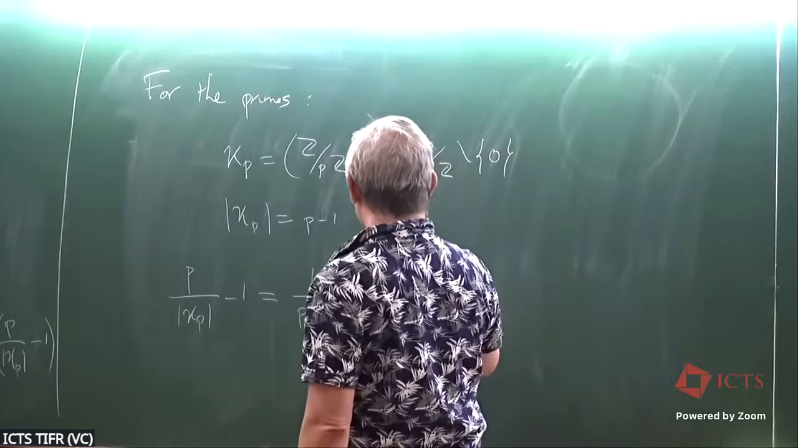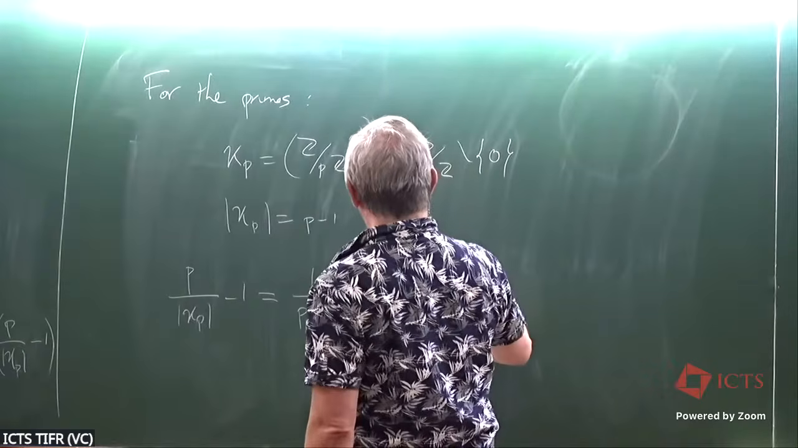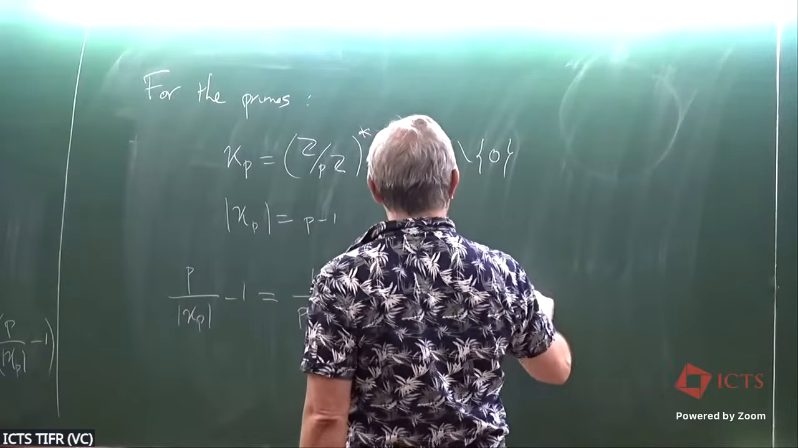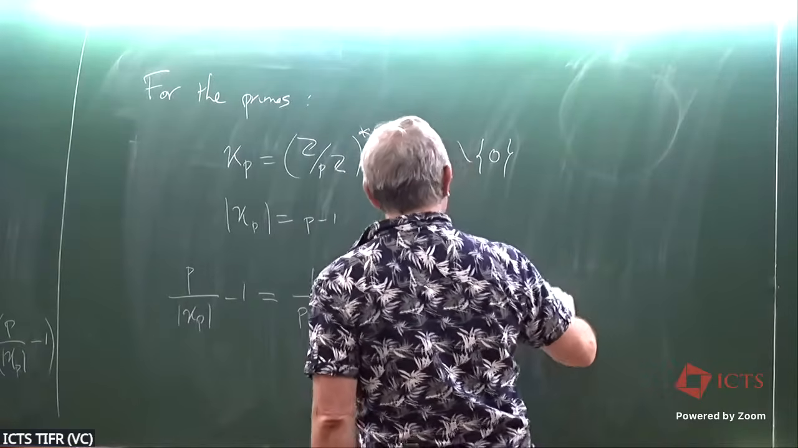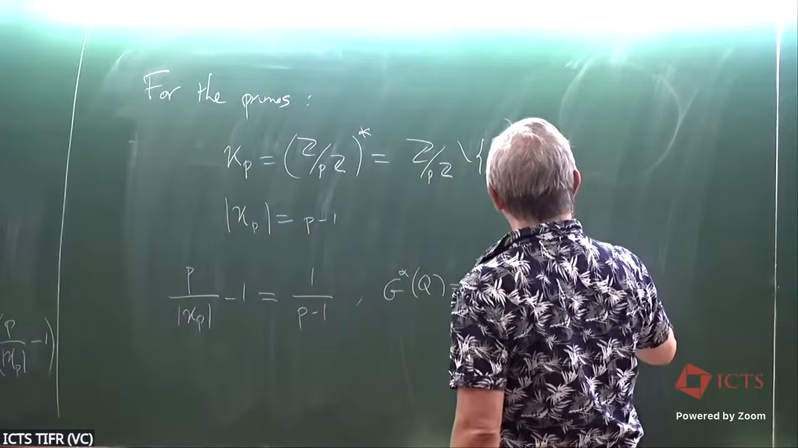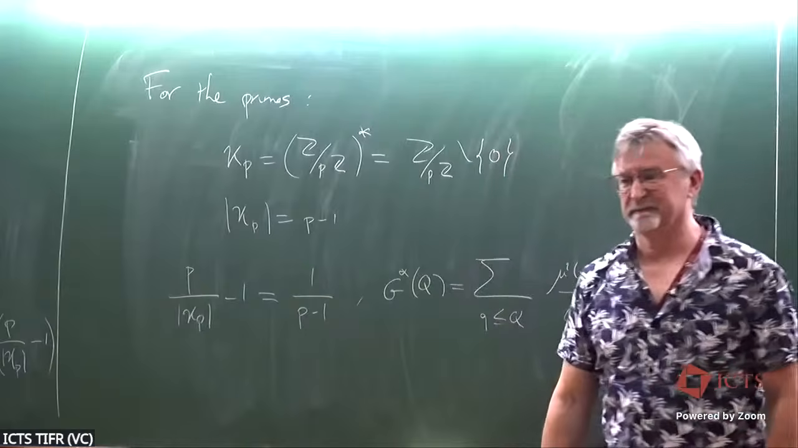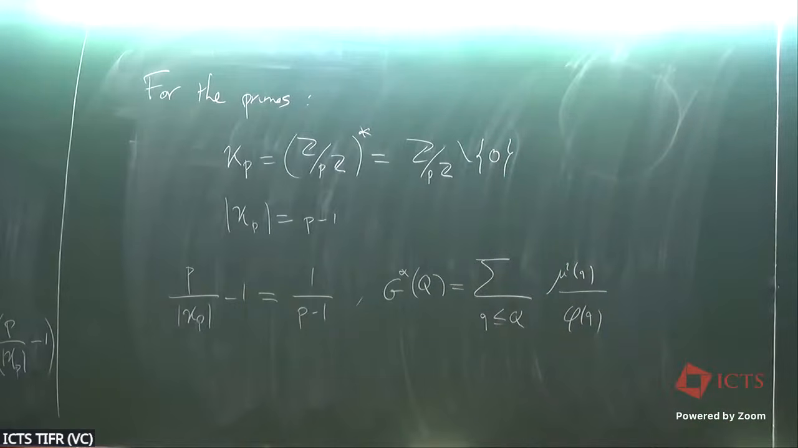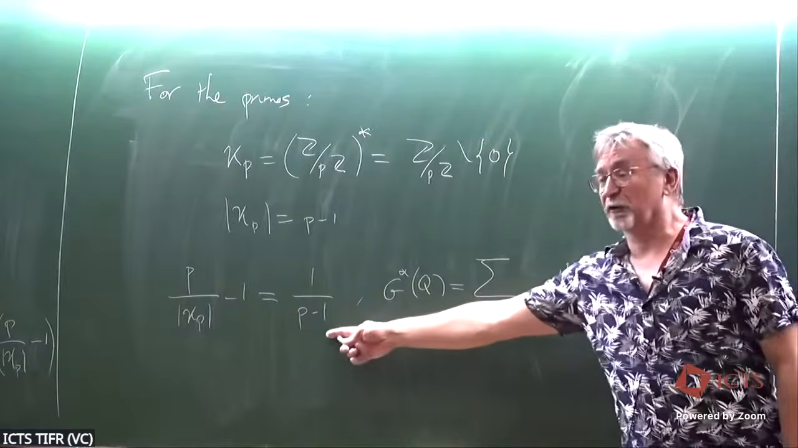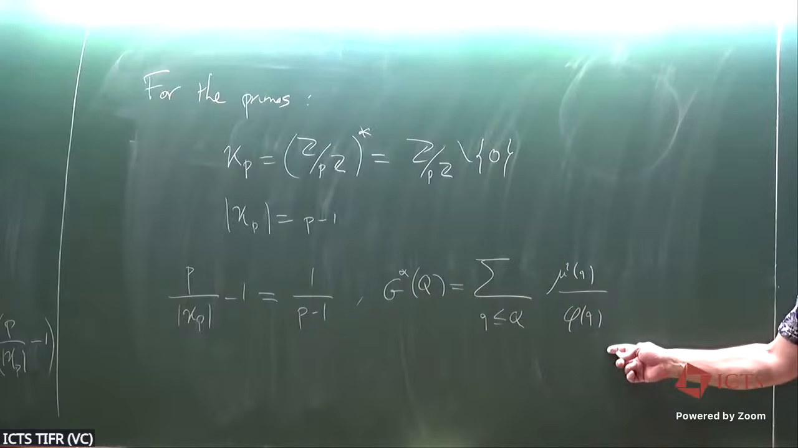So you discover that G*(Q) is equal to the sum for q less than capital Q of mu square q upon phi of q. Okay? Because it's a product of p minus 1 for p dividing q. So it's 1 upon phi of q.